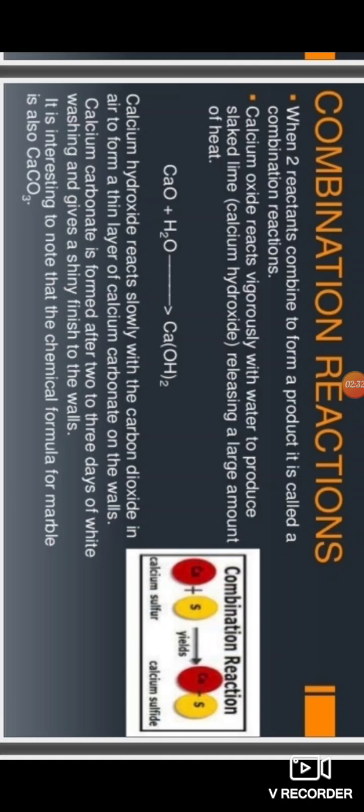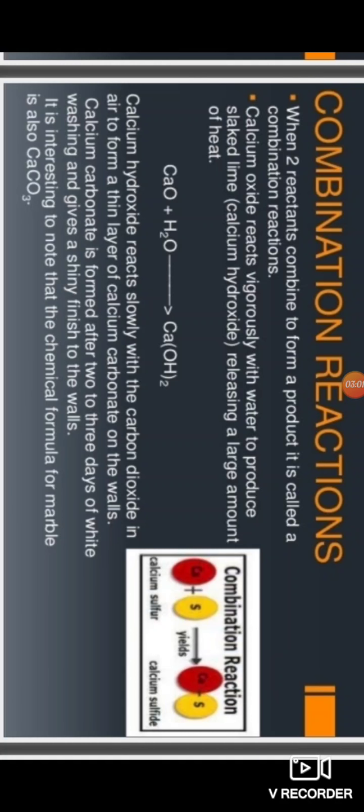Here two substances are combined. Calcium oxide and water both combine and form a single product, calcium hydroxide. So this is a combination reaction because two or more substances are combined and form a single product. So it is called a combination reaction.